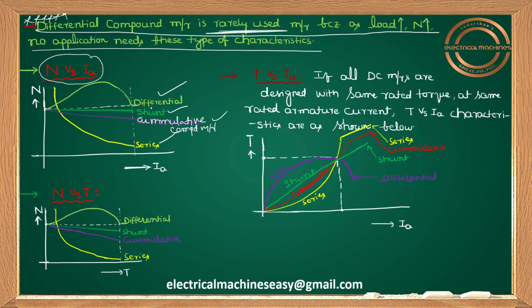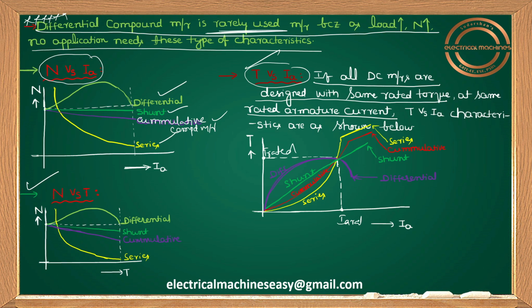Okay guys, so let me show the N versus Ia graph for all four motors in only one graph. Like this. The N versus T graph will be the same as the N versus Ia graph. And let me show the T versus Ia graph also in only one graph. See guys, I'm just writing one point here. If all DC motors, series motor, cumulative, shunt, differential, all motors, are designed with the same rated torque at the same rated armature current, T versus Ia characteristics are as shown below.